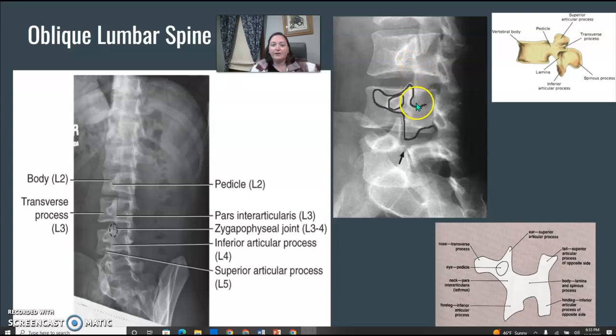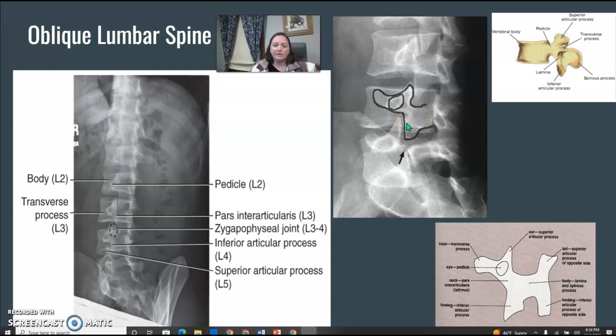The ear is the superior articular process. The leg is the inferior. You know, the superior and inferior articular processes create the zygapophyseal joint, and that's what the oblique lumbar spines are for. They're for the zygapophyseal joints. And so that's what we want to see on our well-positioned oblique lumbar spine.